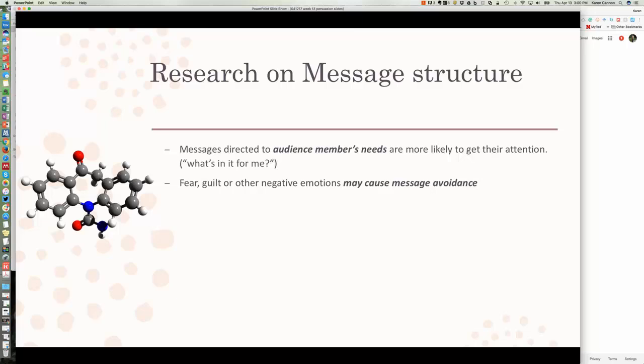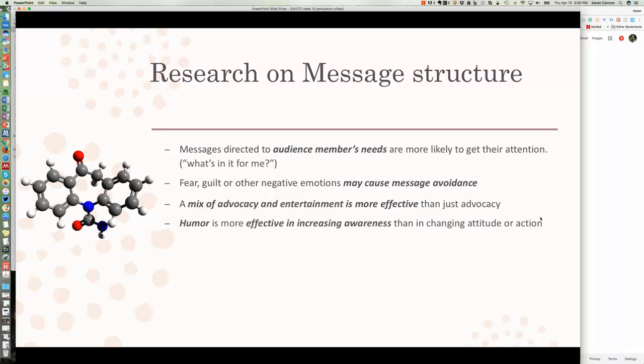In creating messages, you want to be wary of negative emotions like fear or guilt. These things can often cause message avoidance. If you've ever seen one of those ASPCA animal advertisements on television, or some of the Save the Children ones, where they really play on some of the negative emotions, the feeling terrible or guilty about the plight of these animals that are being treated very badly, or these children that are starving in a foreign country where there's a lot of war and things like that. You have to really be careful with those, because sometimes those can cause people to just avoid the message altogether. So that's something to be aware of when you're using the negatives.